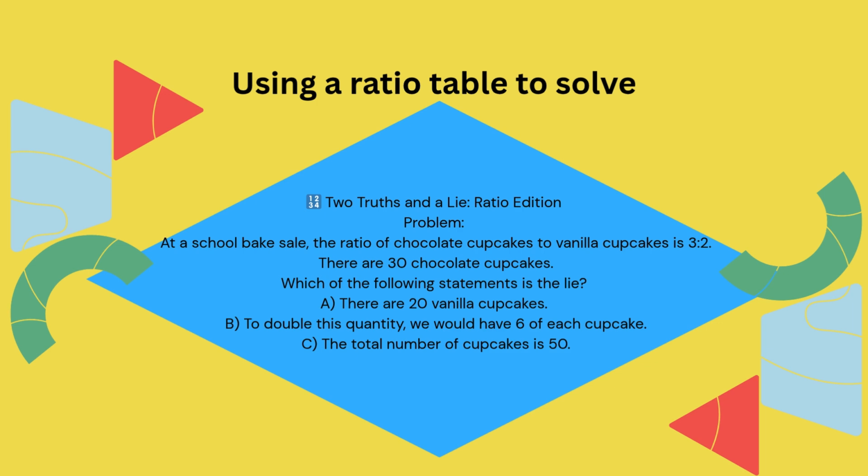Here we have a 2 truths and a lie, ratio addition problem. It says, at a school bake sale, the ratio of chocolate cupcakes to vanilla cupcakes is 3 to 2. There are 30 chocolate cupcakes. Which of the following statements is the lie? A, there are 20 vanilla cupcakes. B, to double this quantity, we would have 6 of each cupcake. C, the total number of cupcakes is 50.